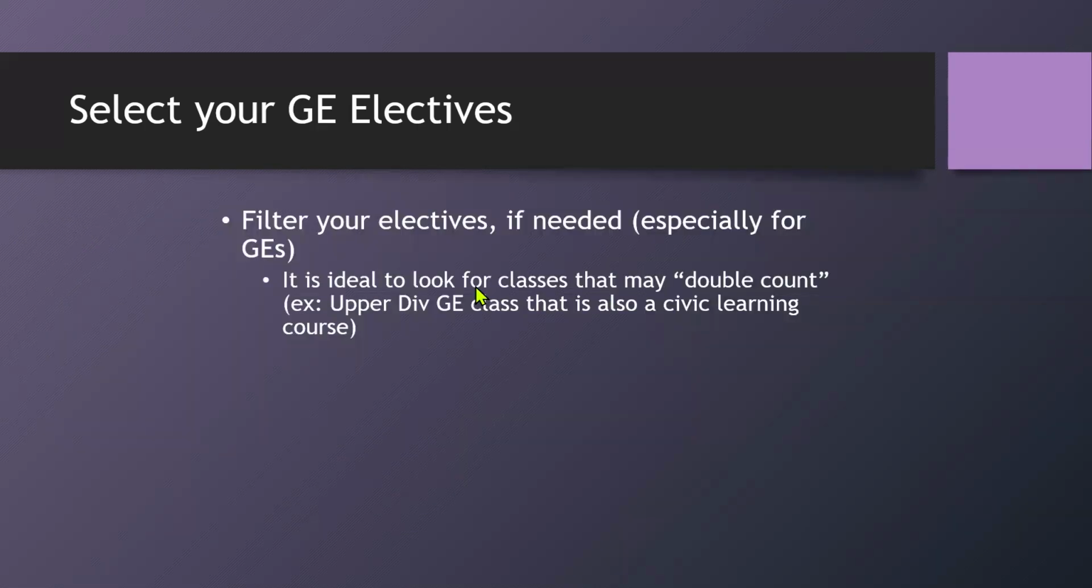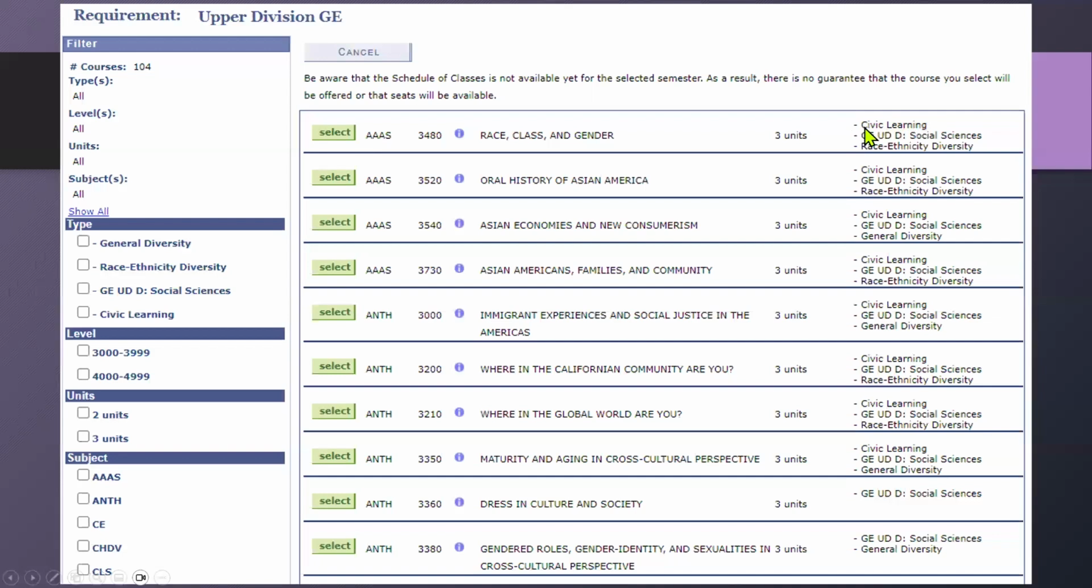Selecting your upper division GE requirements. Under your upper division GE, you want to click on the select button. You want to make sure that you take a course that has civic learning and also race ethnicity. You can see the attributes here. Make sure that any of the courses you select has civic learning and race ethnicity. Civic learning and race ethnicity are university requirements.